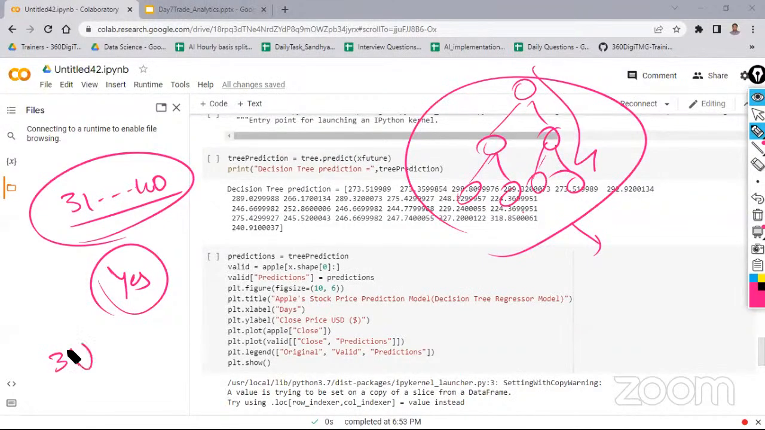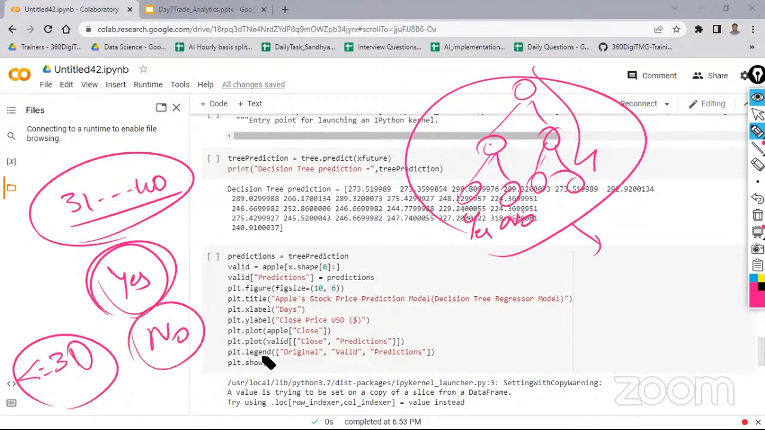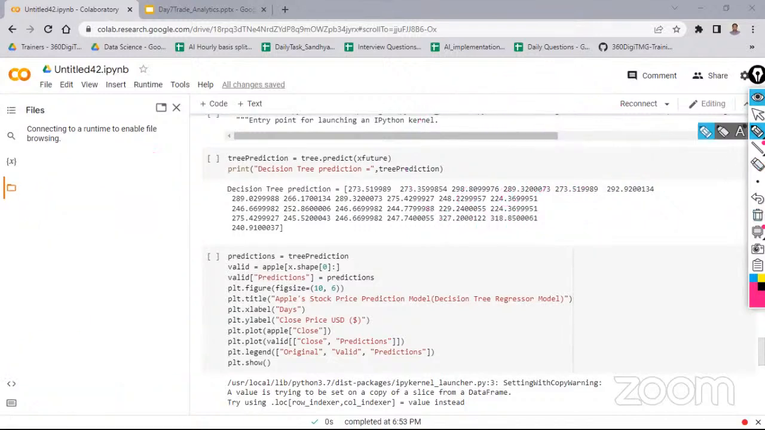When age is less than or equal to 30, again it will consider whether he is a student or not, and then say yes or no. So I'm predicting either yes or no at the end. So that is the prediction that we are doing.